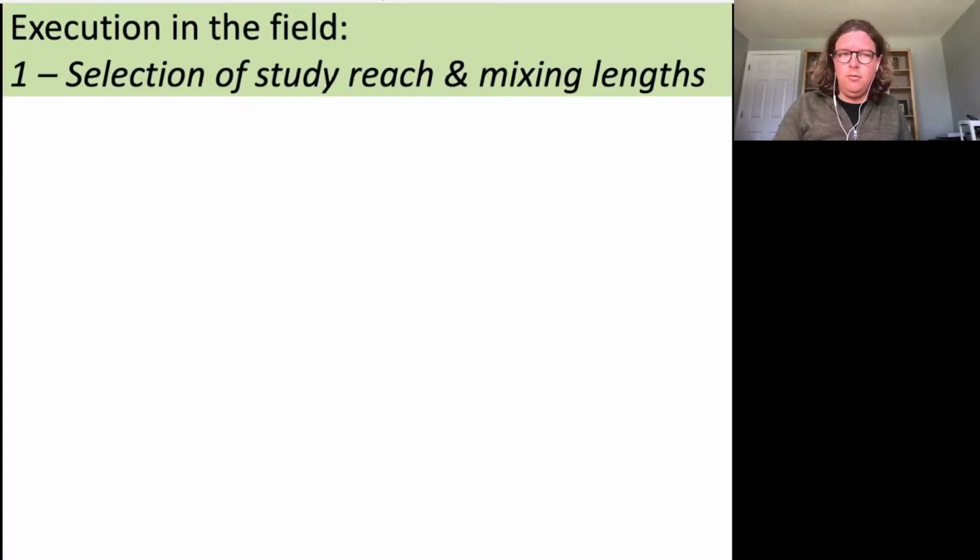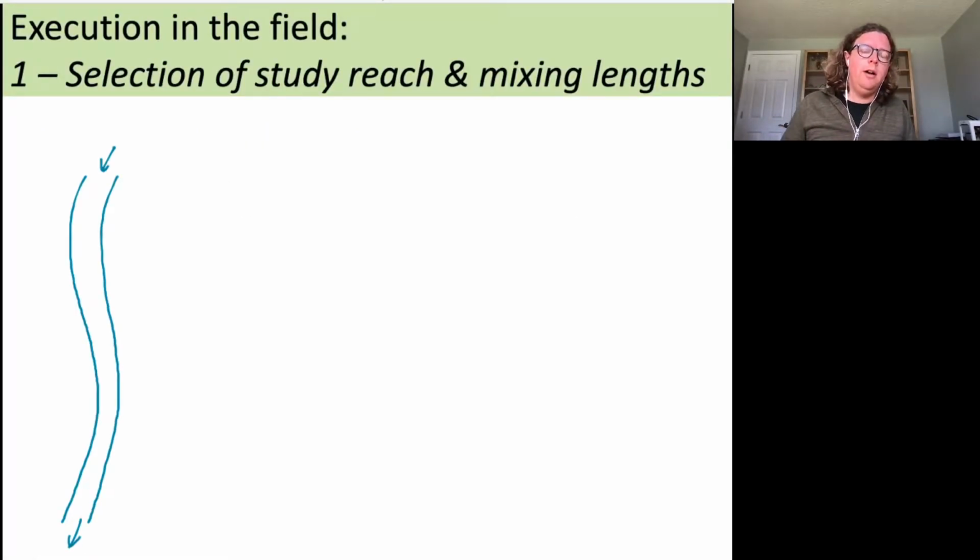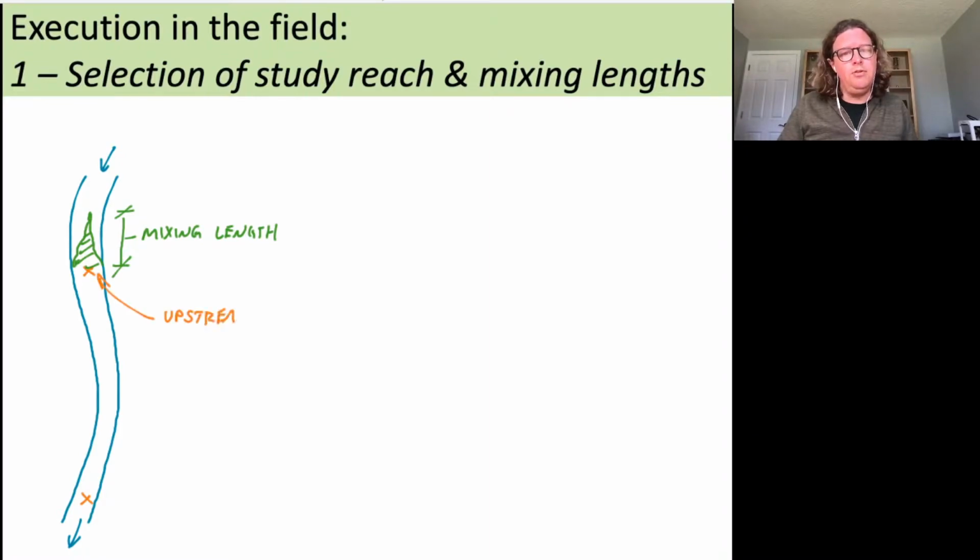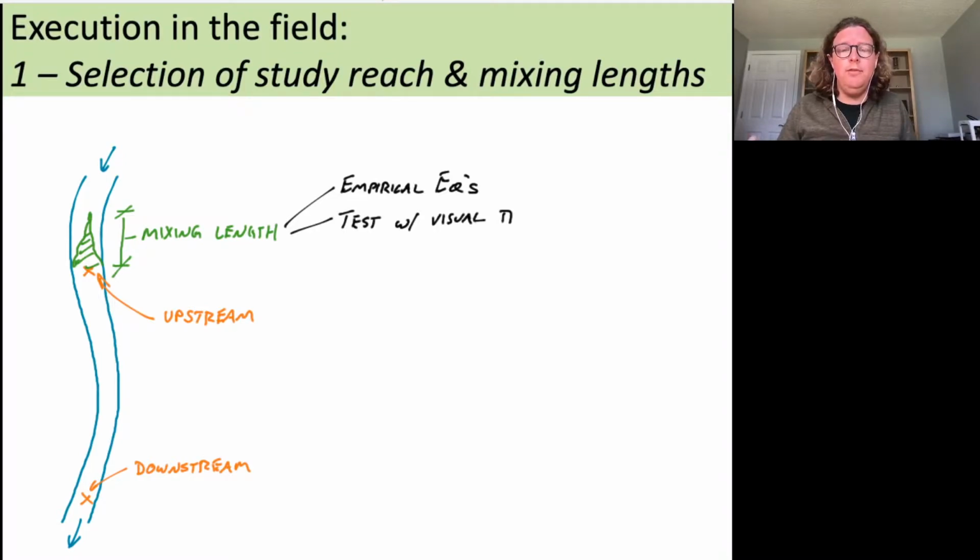Okay, so when we head out to the field, we will select our study reach, and we'll establish things like both the upstream and downstream monitoring locations that will bound our study reach, and we'll establish the mixing length. Now, while you may have done some recon ahead of time, you may have used some empirical equations to plan on that mixing reach. Again, my recommendation is that you use a visual tracer in the field.